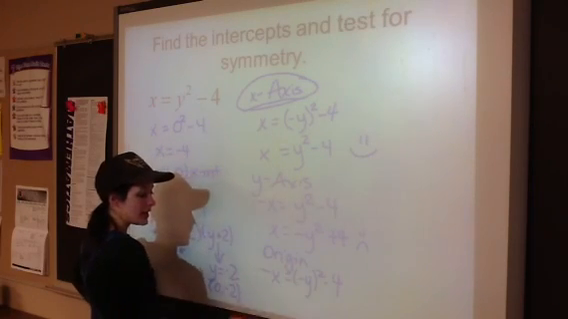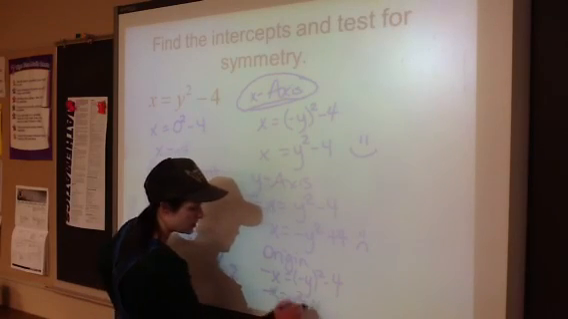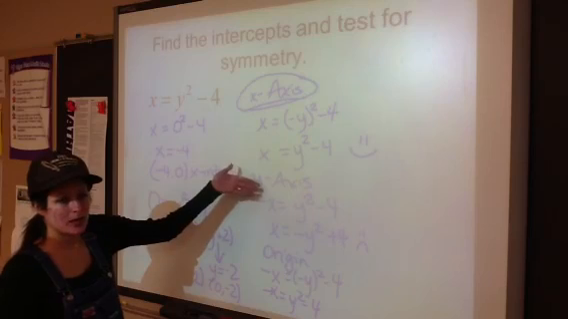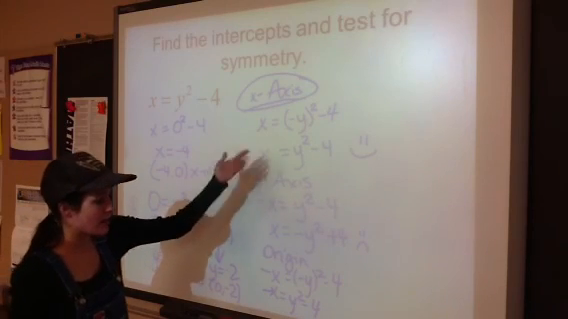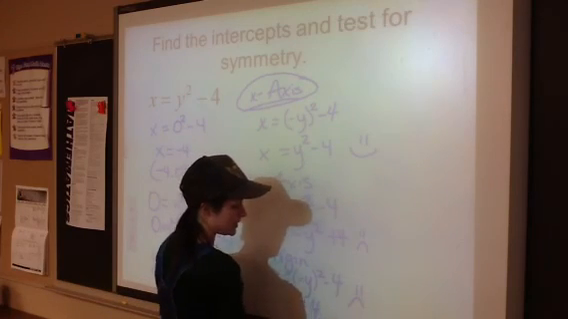So if we simplify the negative y squared, we get y squared minus 4. We can try what we did on the y-axis and divide by a negative, but we know it didn't work before, so it's not going to work now. So origin is out as well.